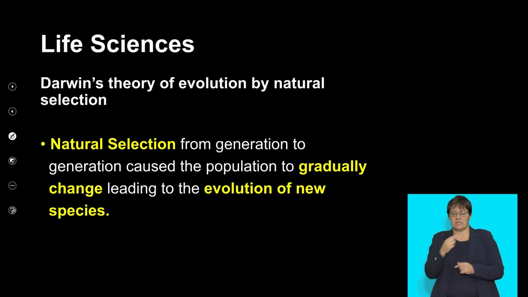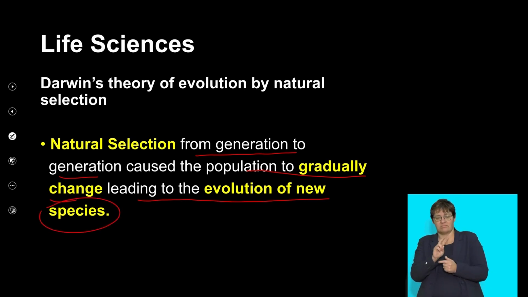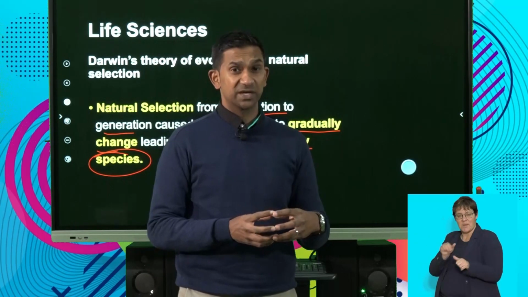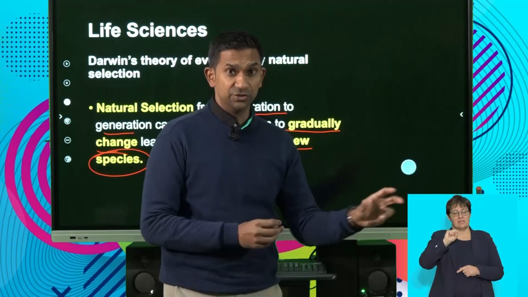So natural selection essentially points to, from generation to generation, the populations gradually changing and leading to the evolution of a new species. And this we see as a gradual process of individuals changing, being better suited to the environment, and that leads to what we refer to as a process of speciation, the formation of a new species.